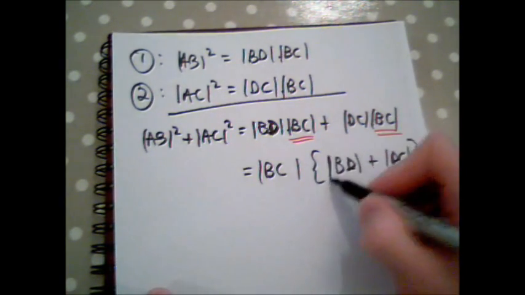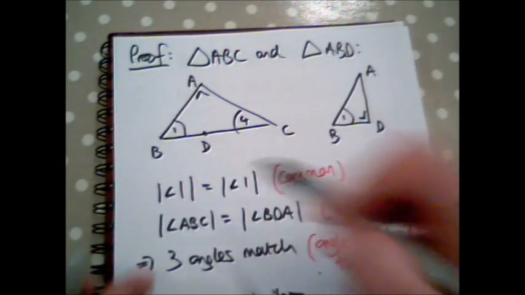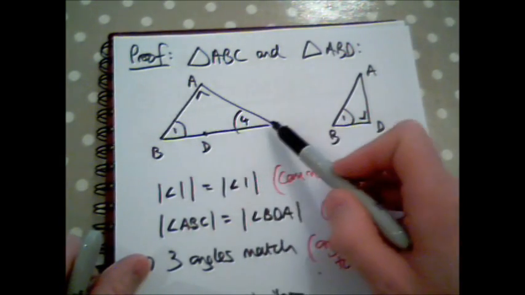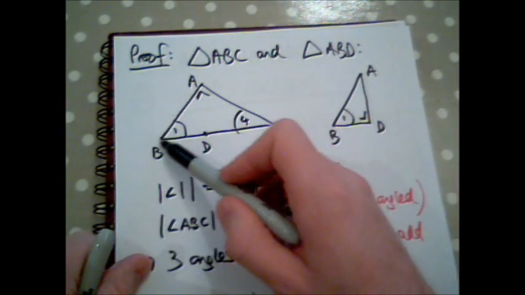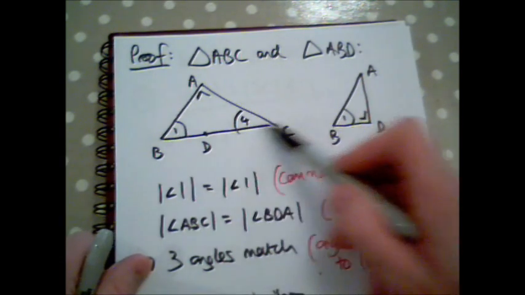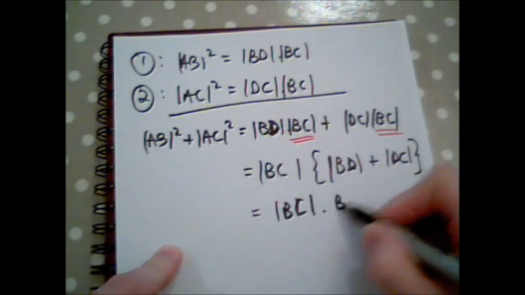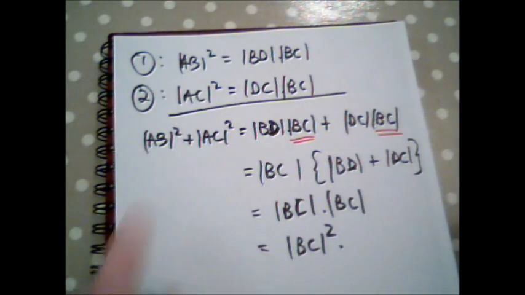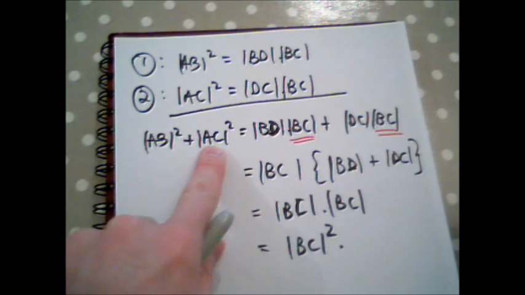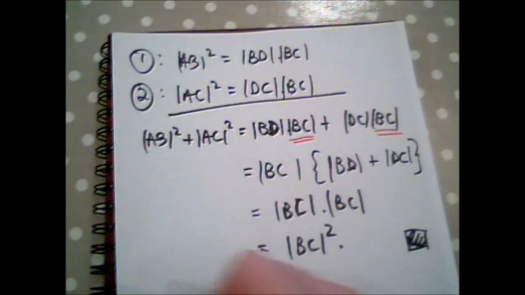Alright, so there's one more line. The only thing that we have left to spot is that if you go back to any of these, you can see that BD plus DC is just the length BC. So this right hand side is really BC times BC, which is BC squared. And we're finished. AB squared plus AC squared equals BC squared. And that's Pythagoras' theorem proved.